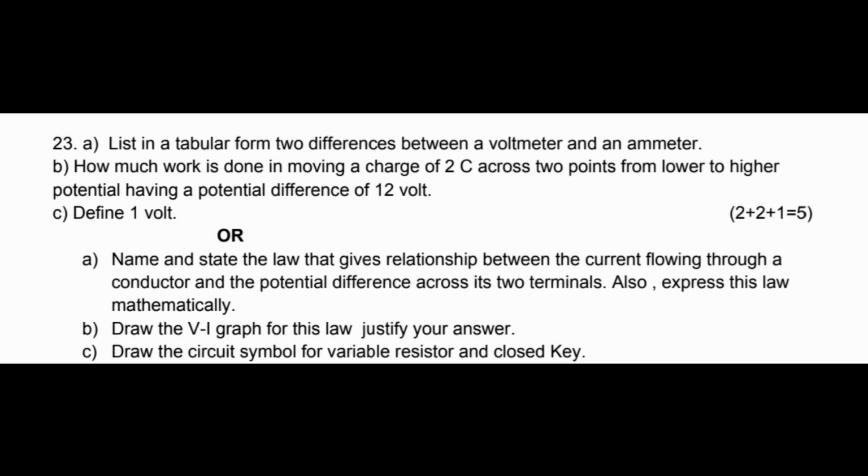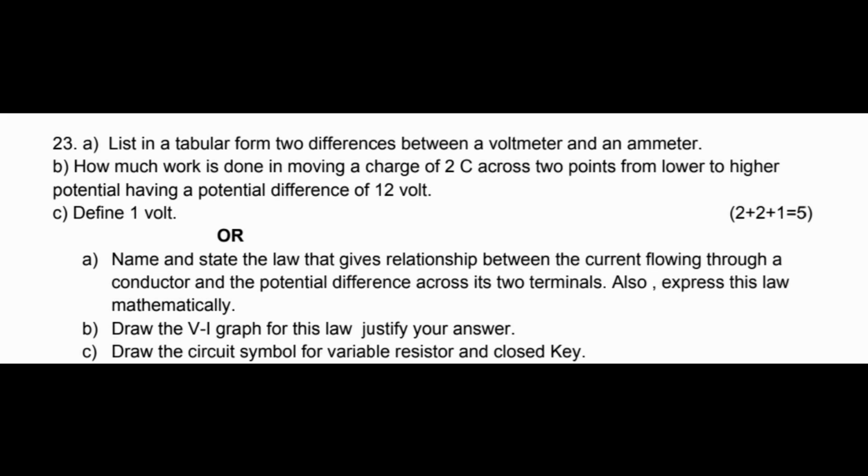C part, define 1 volt. Potential difference across two ends of a conductor is said to be 1 volt if 1 joule of work is done in moving 1 coulomb charge from its one end to another end.